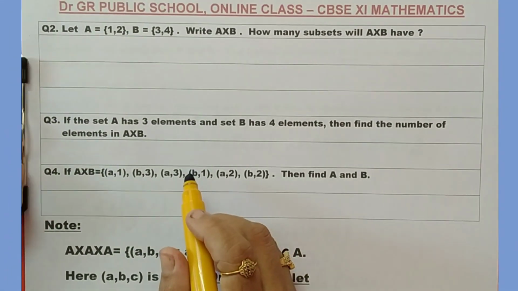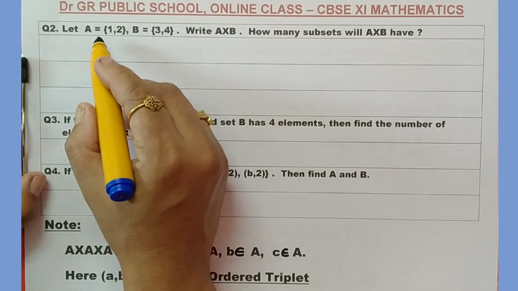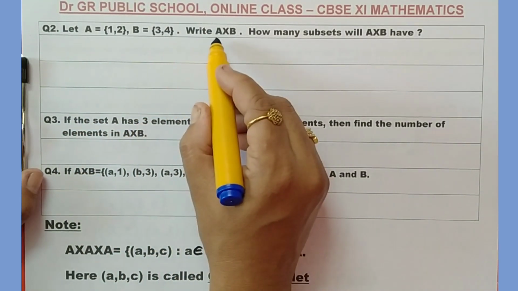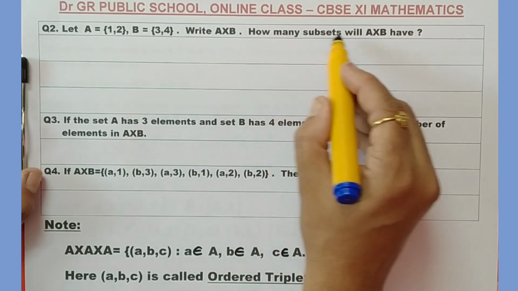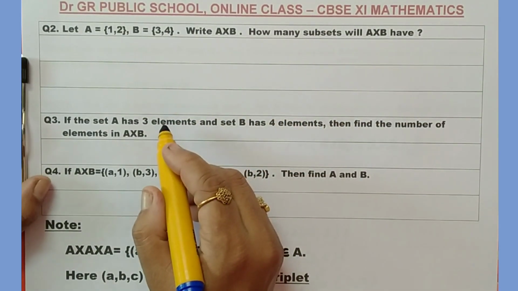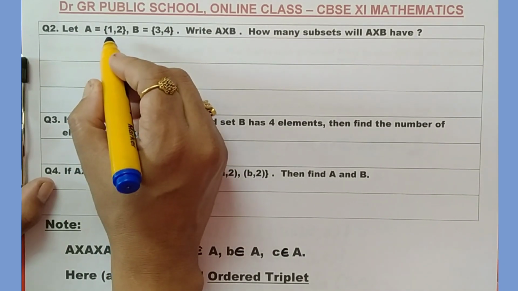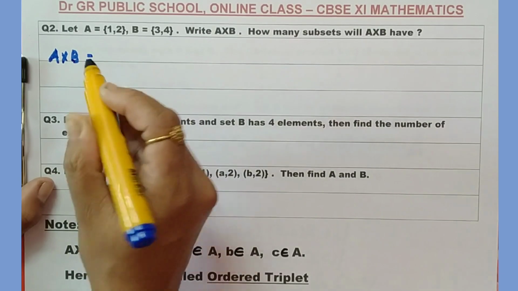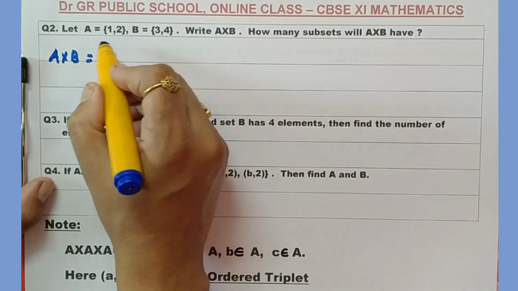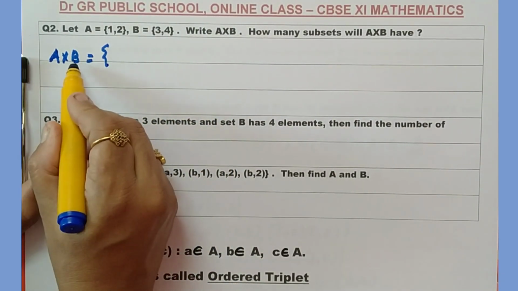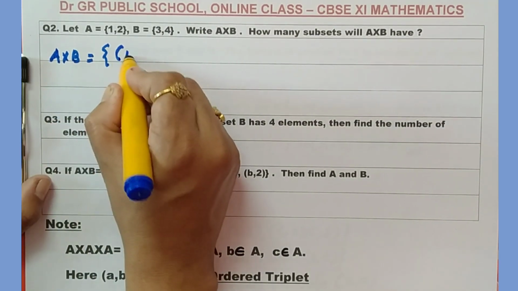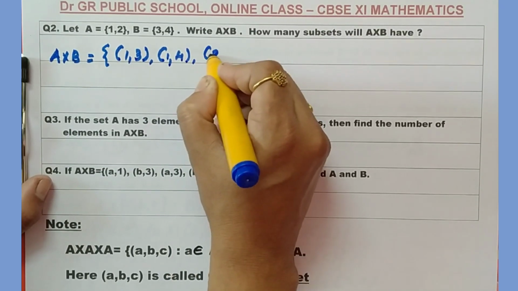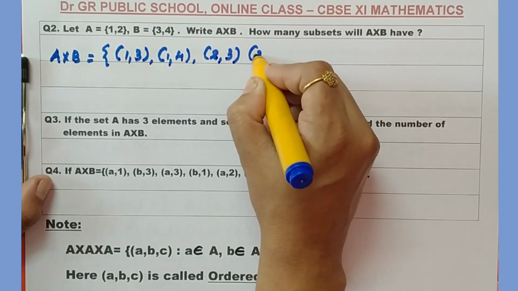Come with the next question. Question number 2. Let A equal to the set {1, 2}, B equal to the set {3, 4}. Write A cross B. How many subsets will A cross B have? Okay. I am going to find A cross B at first. A cross B means you need to take the first element from A and second element from B. The possible ordered pairs are (1,3), (1,4), (2,3) and (2,4).